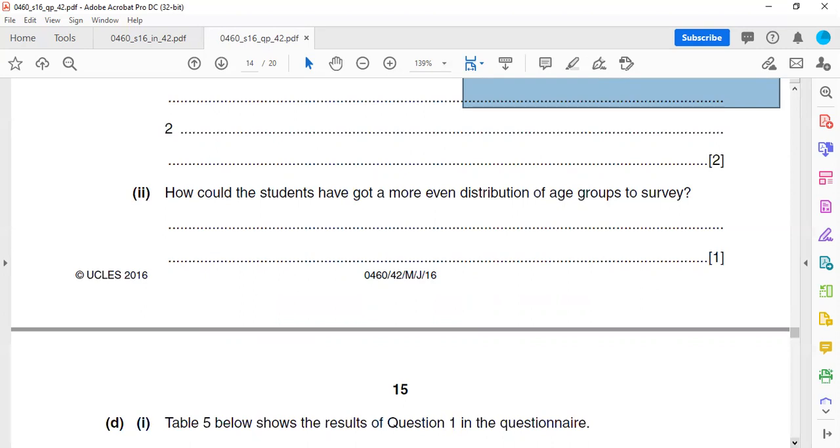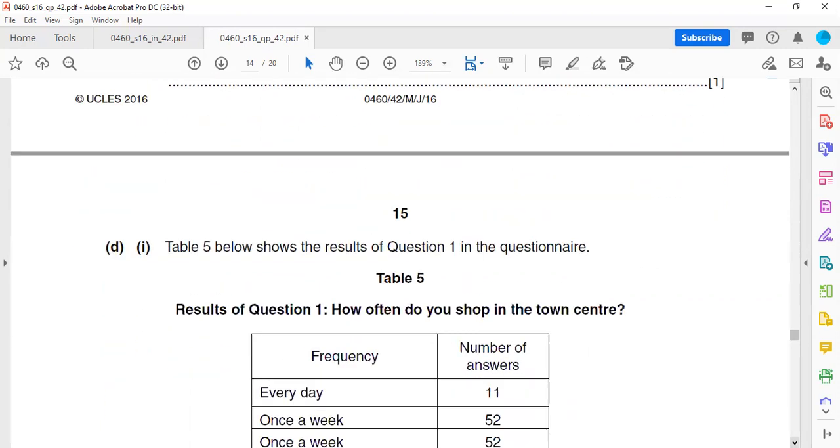How could they have gotten a more even distribution of income? They can do it at a later time or during the weekend, a non-working day. They can repeat their survey at a time more convenient, on weekends when everybody will be available, and all of that.